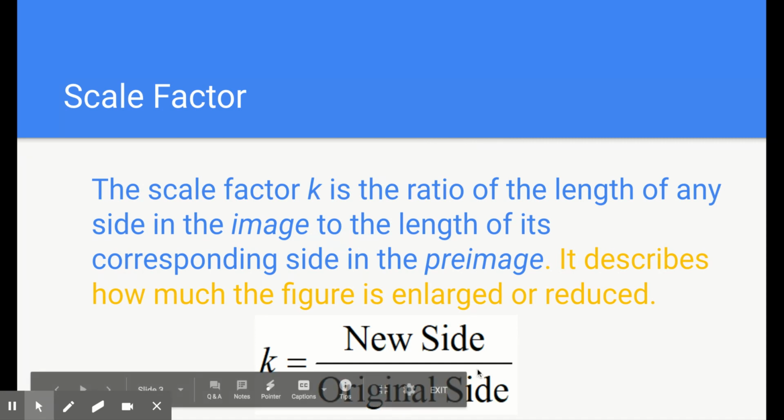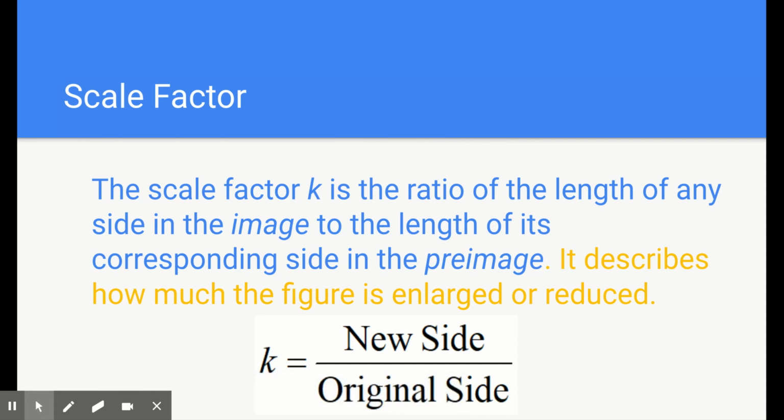So this is the formula we're going to be using. Basically, it's your new side over your old side. And most likely you'll see it as image over pre-image. Your pre-image is going to be your old one, and your image will be your new one. Again, your pre-image will be your old side, your old shape, and your image will be your new one, okay?